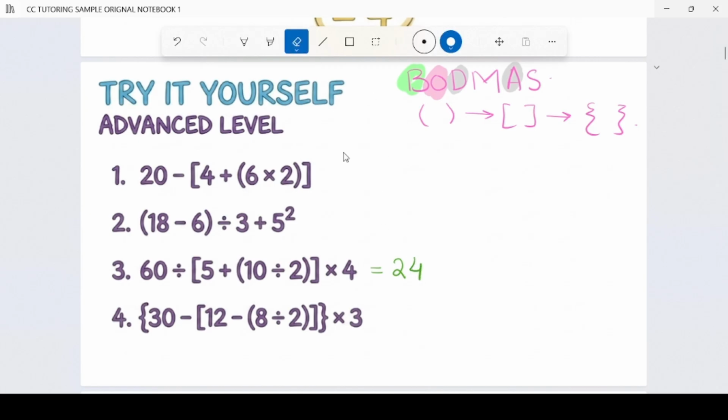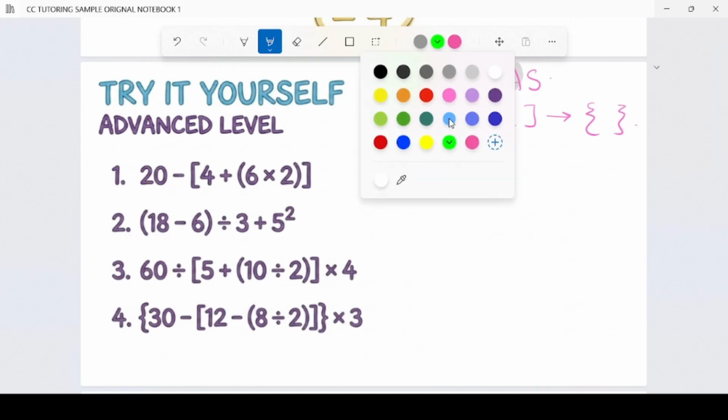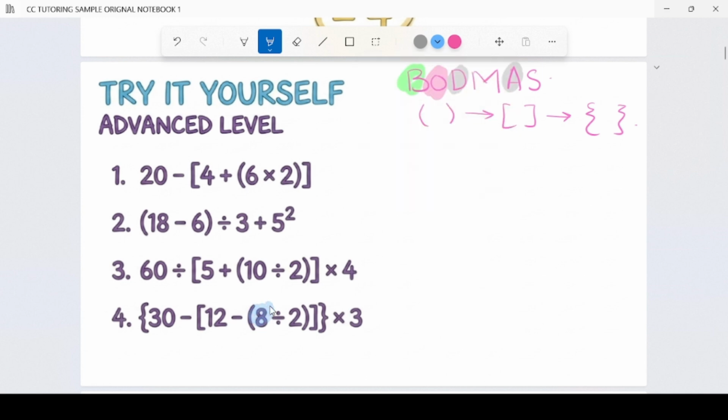Now moving to the other part. Okay, now there are flower brackets. First of all, I'll solve this part. 8 divided by 2 is 4. So I have solved this part, 12. Now this is my bracket. This is my flower bracket, minus 30, multiply by 3.